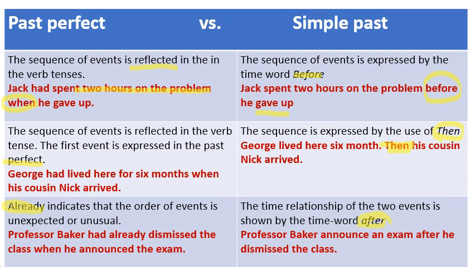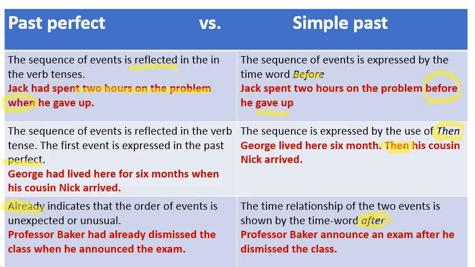Again, now let's move to then. Then also helps in showing the order of events. Let's go back and see here the past perfect. The sequence of events is reflected in the verb tense. The first event is expressed in the past perfect. This is what we usually say. George had lived here for 6 months when his cousin Nick arrived. Okay, so the first action is living here for 6 months. This is the first action. And the second action is the arrival of Nick.